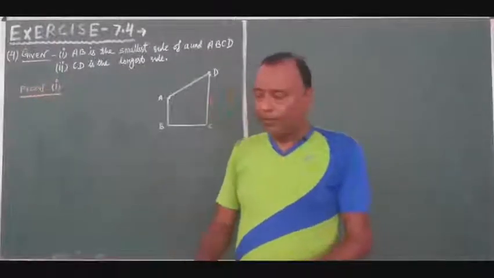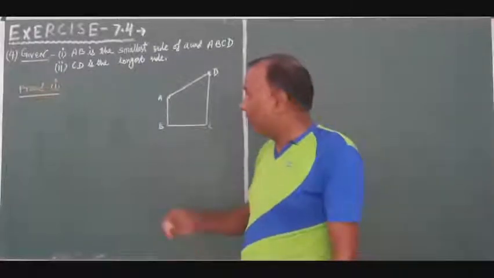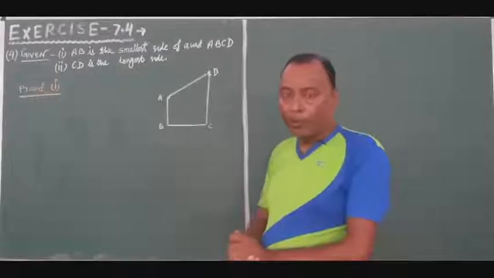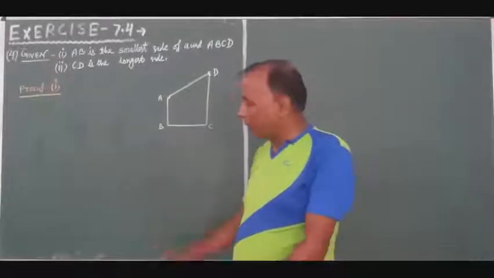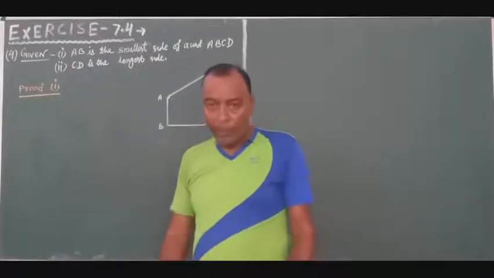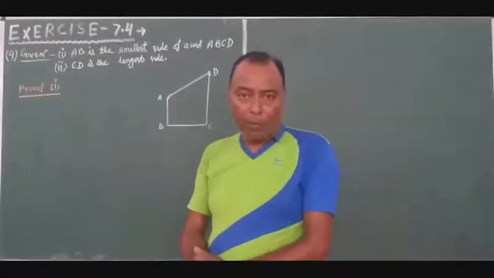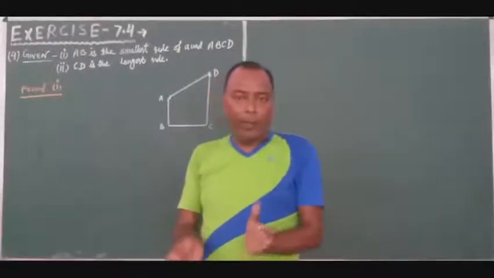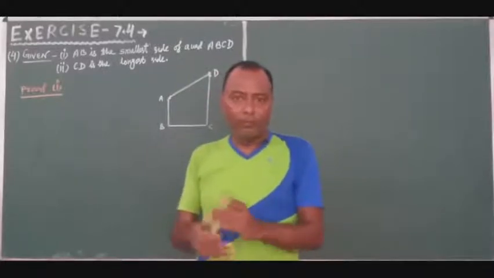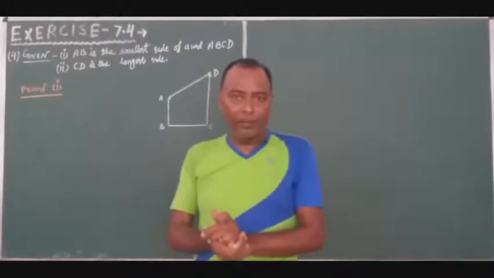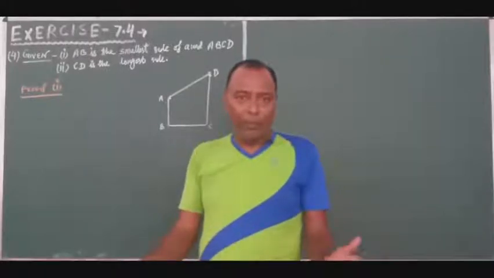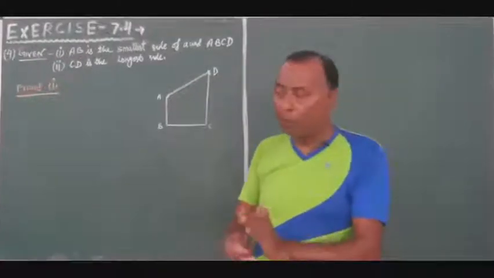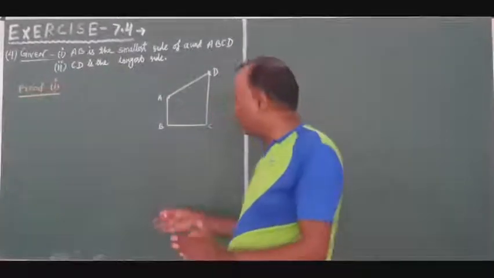Jai Hind everybody. So now we are taking the problems of exercise 7.4, question number 4 and question number 5, which are based on the properties of the triangle: the angle opposite to the greater side is greater, and the side opposite to the greater angle is greater. This was question number 4.